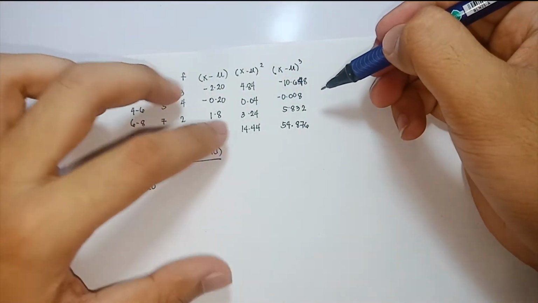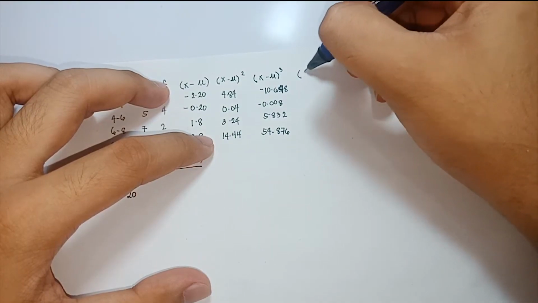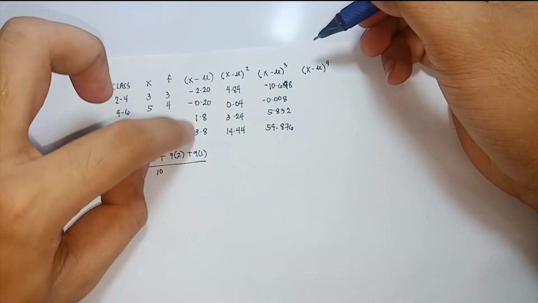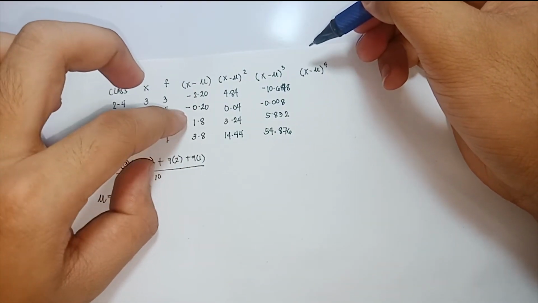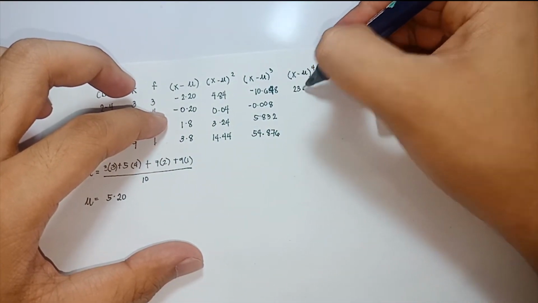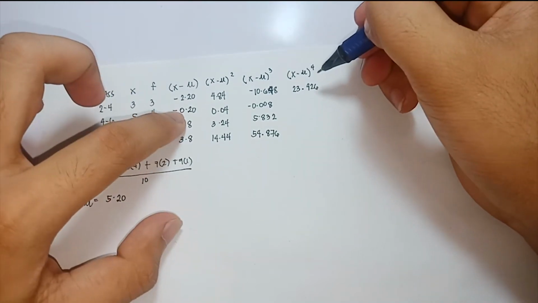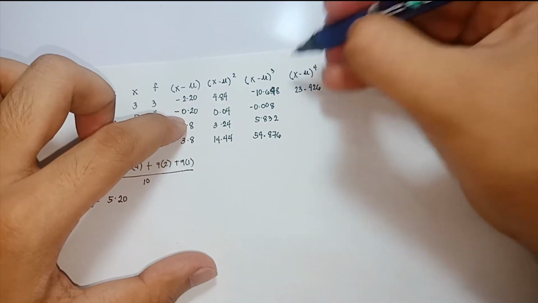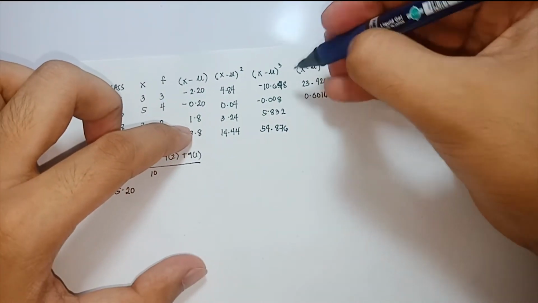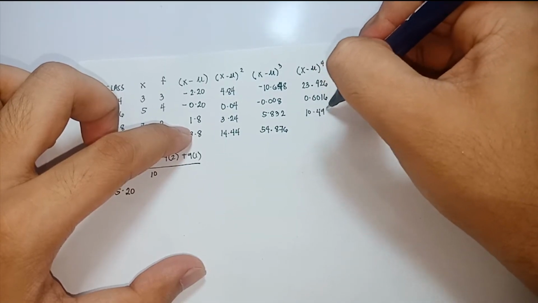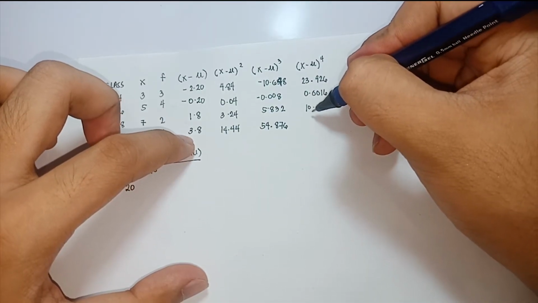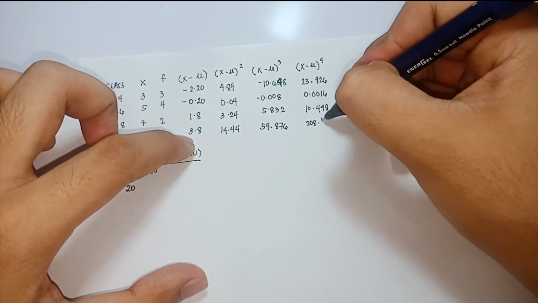Next is x minus mu raised to 4. So, i-raise to 4 naman natin ito. Okay? So, using our calculator, we have the first row as 23.426. Raised to 4 ng negative 0.2 is 0.0016. Next, 1.8, that is 10.498. Then 3.8 is 208.514.